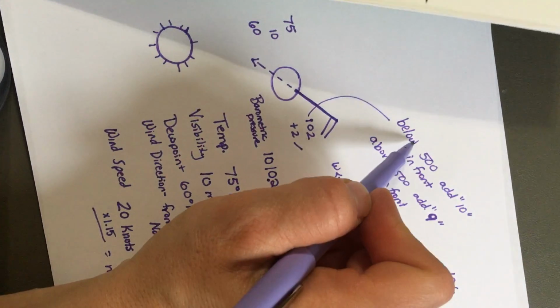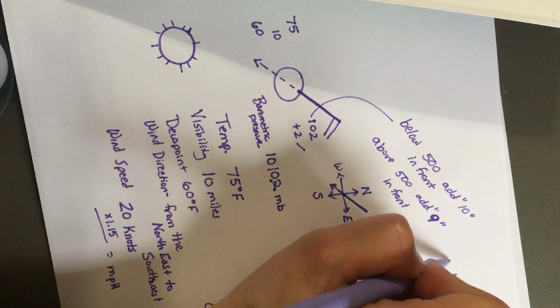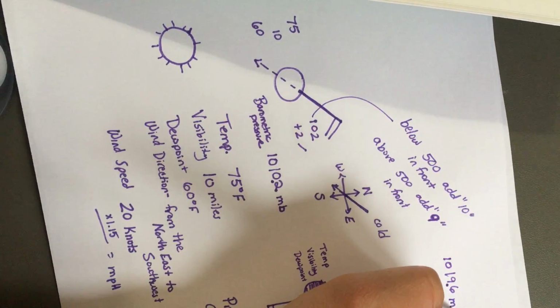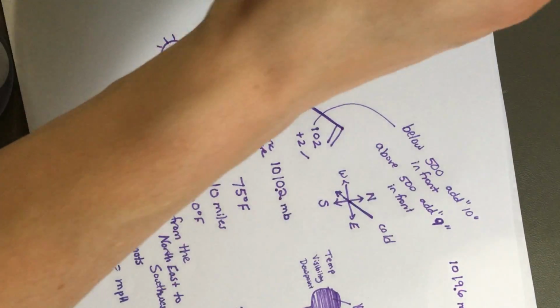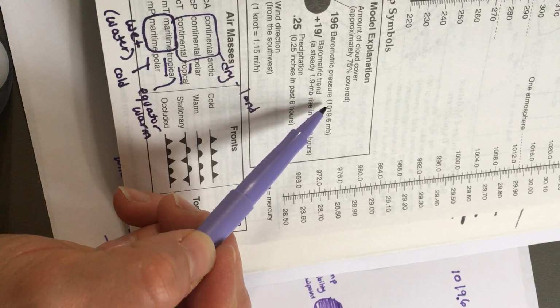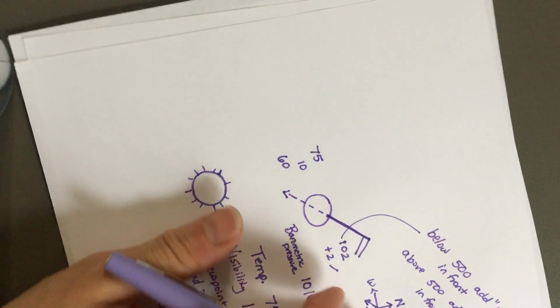196. Is that below 500 or above 500? It's below 500, so we're going to add a 10 in front of it. Add that decimal, and then add your units. So this pressure right here in our reference tables is actually the same as 1019.6 millibars, what we got right over here, 1019.6.